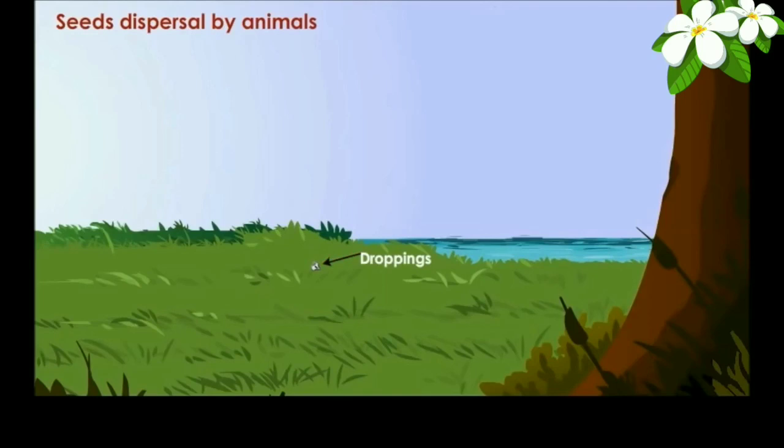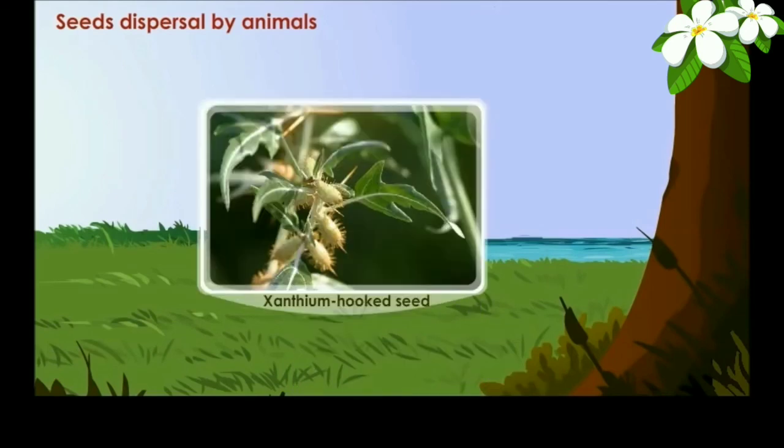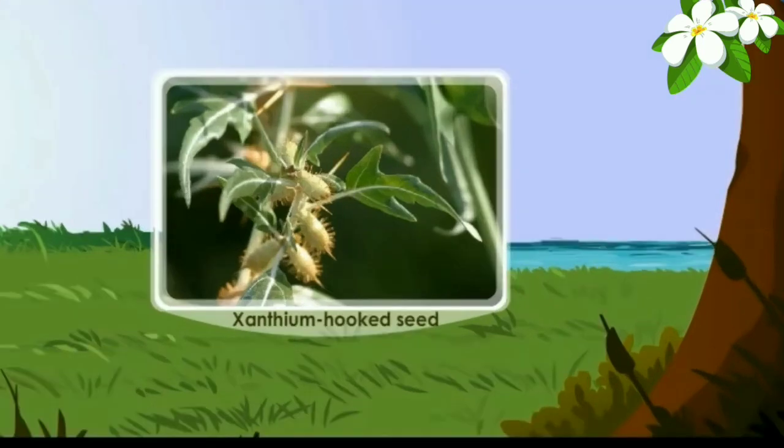Seeds are also dispersed with the help of animals and by their droppings. Look at the picture. These kinds of seeds possess some hook-shaped structure which anchors to the animals' skin or fur, and then they are carried by those animals. In this way, they are dispersed from one place to another.